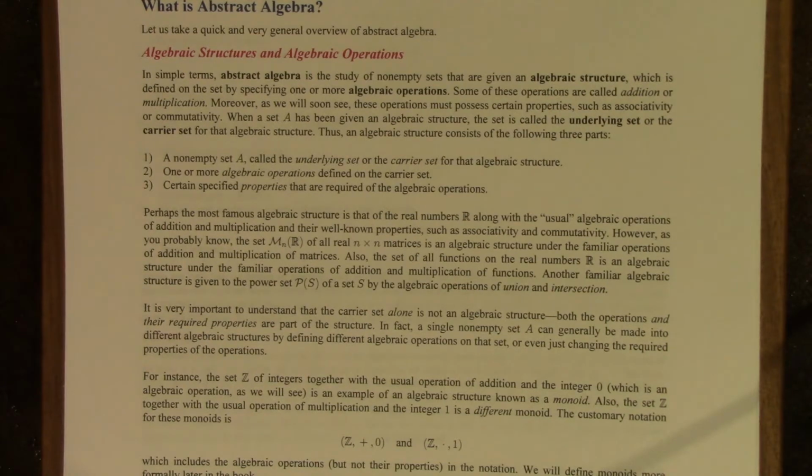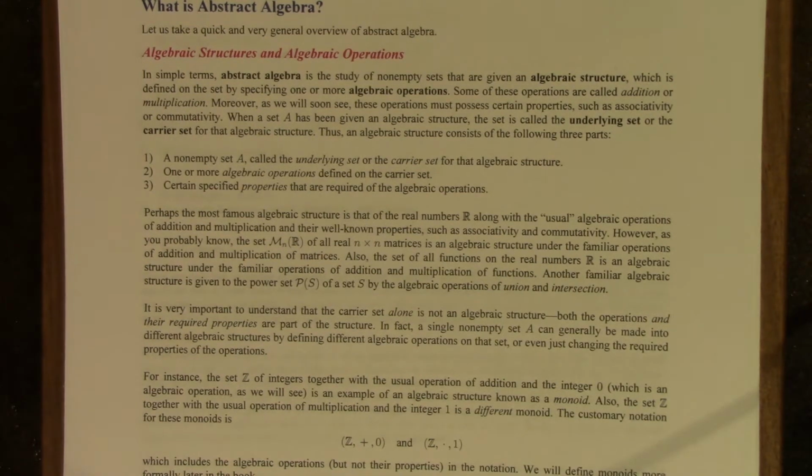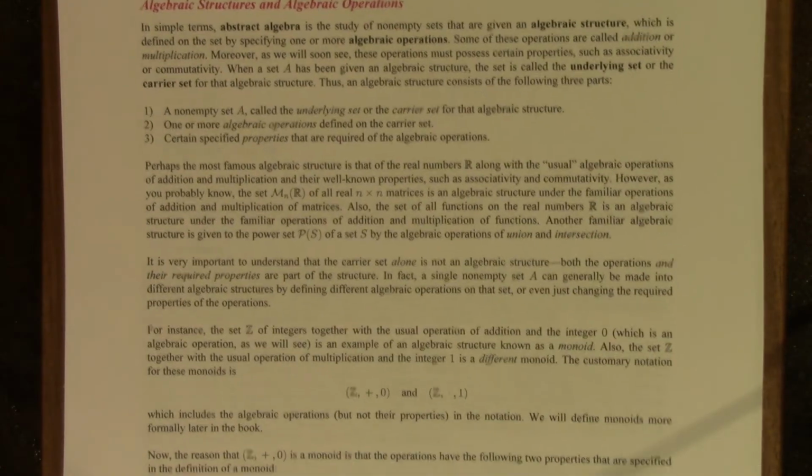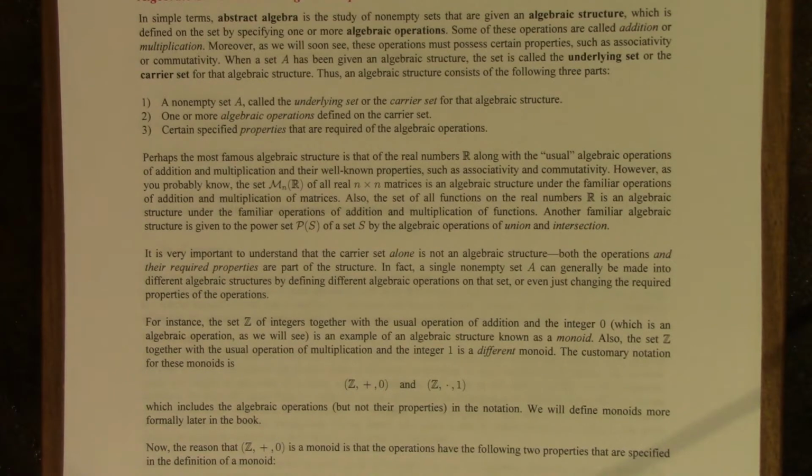Perhaps the most famous algebraic structure is that of the real numbers, along with the usual algebraic operations of addition and multiplication, and their well-known properties. For example, addition is associative, it's commutative, multiplication also associative, commutative, and so on. But as you probably know, the set Mn(R) of all real n by n matrices is also an algebraic structure under the familiar operations of addition and multiplication of matrices. Also, the set of all functions on the real numbers, for example, is an algebraic structure under the familiar operations of addition and multiplication of functions you would have studied in calculus.